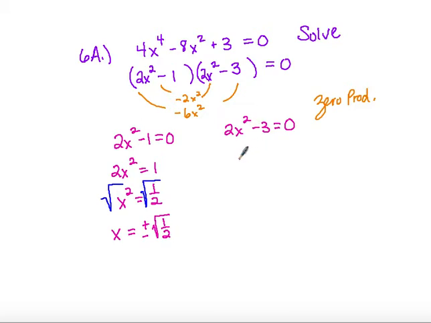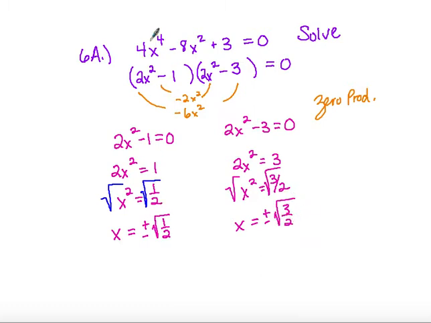Now let's do the same to the other side. So we'll take that 3 to the right. We'll divide both sides by 2. And then we'll square root both sides. So that will give me x is equal, don't forget the plus or the minus, square root of 3/2.